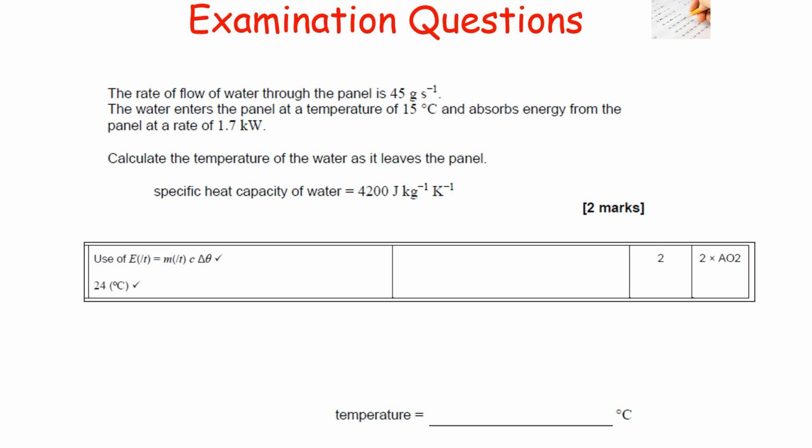We then know that 1.7 kilowatts in 1 second becomes 1.7 kilojoules, because a watt is 1 joule per second. So therefore we can say it's 1,700 divided by 0.045 times 4,200. So therefore we get our value of delta theta. Then we can add that onto our starting temperature to work out the temperature at the end, to get it to be 24 degrees Celsius.